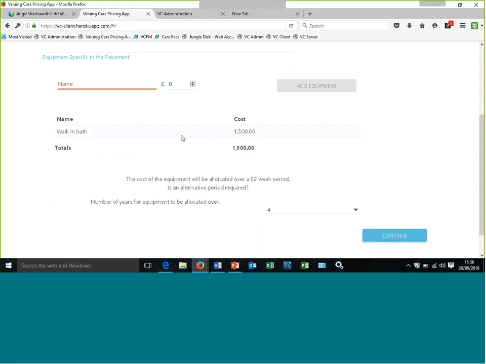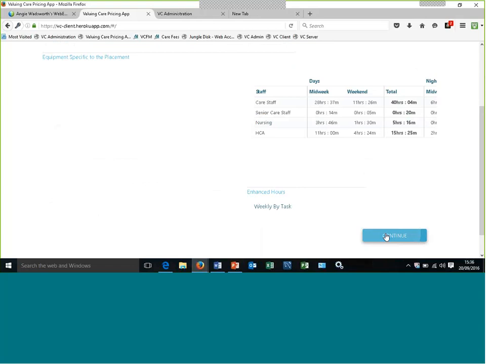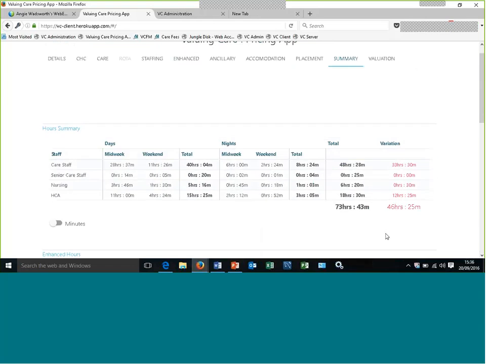All right. So I've got a walk-in bath, and I've said I want that to be costed in over 4 years. So what that will do is break that down to a weekly fee. It will take the £1,500 when I look at my value for money assessment, and it will say that, as a weekly cost, that's £1,500 divided into 4 years.